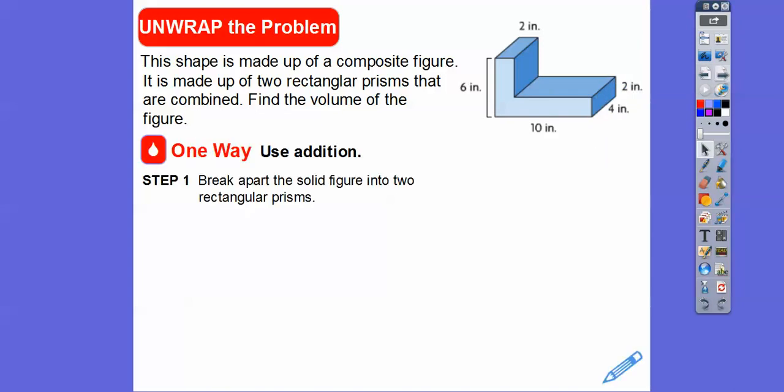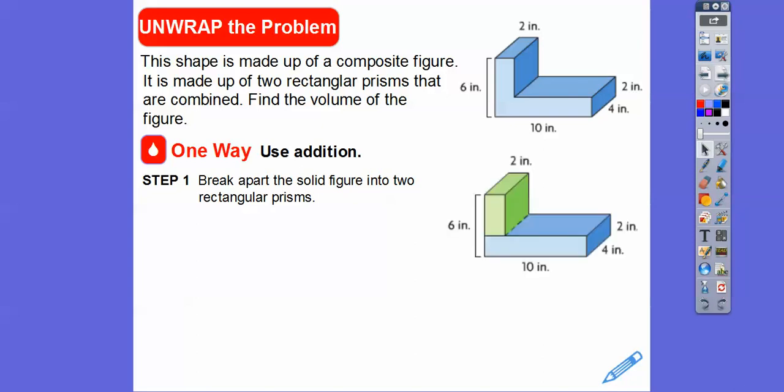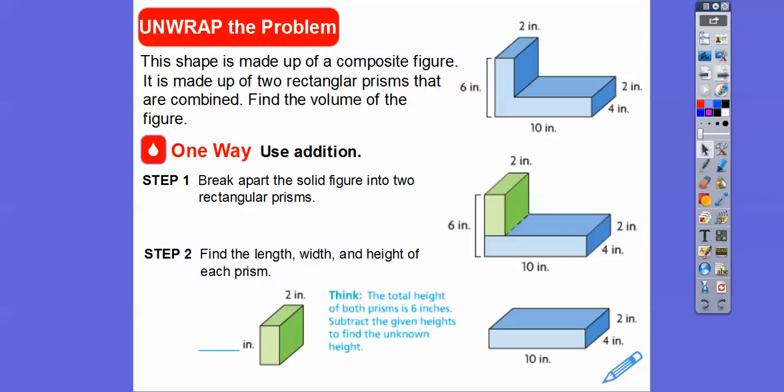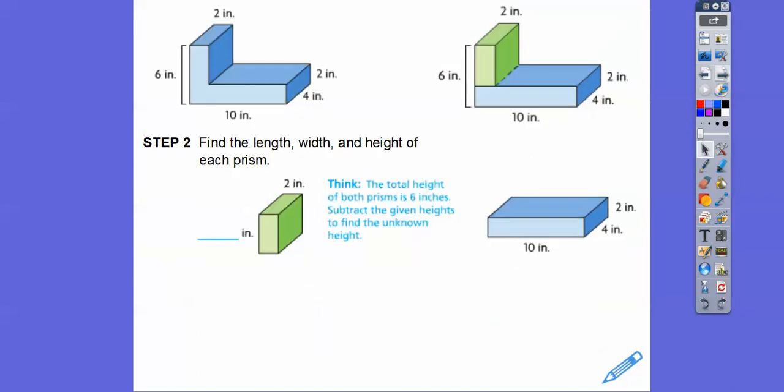Here's one way. We're going to break apart the solid figure into two rectangular prisms. What we could do is just cut off that little top piece right there. And there's another way also, some of you are probably thinking of that. What we have to do is find the volume of each little piece. Find the length, width, and height of each prism.